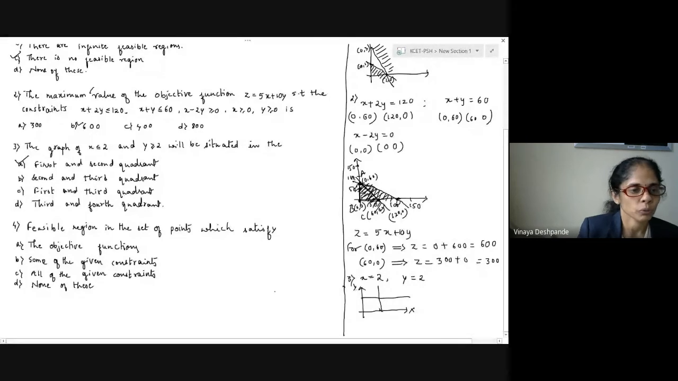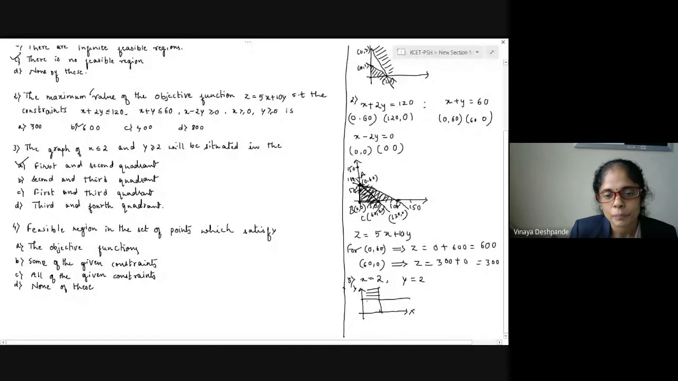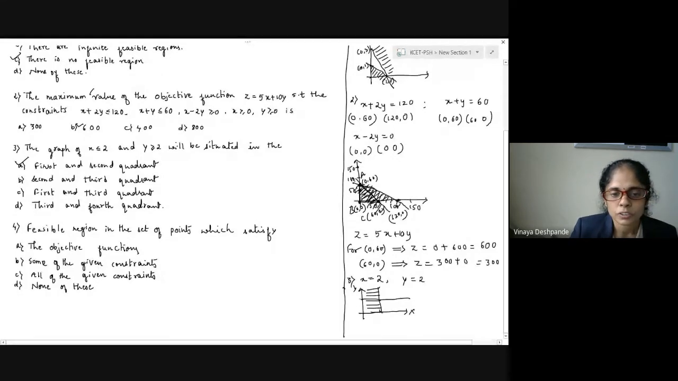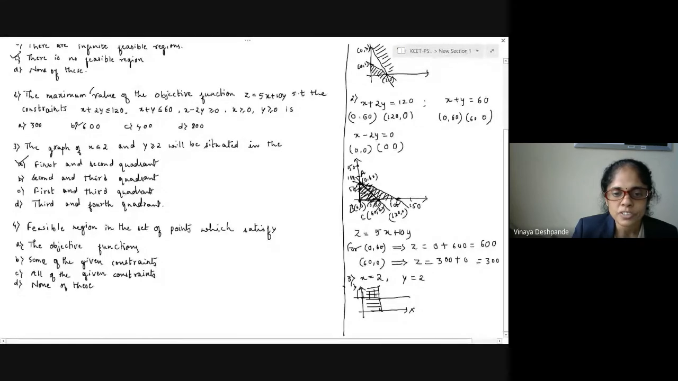Now, see the inequalities. X less than or equal to 2 means the lower region, that is the left side region. Y greater than or equal to 2, in this way also we can plot. This is upwards. Correct? So, in which quadrant does the graph lie? First and second quadrant. So, our answer is A. For the third question, the answer is A.